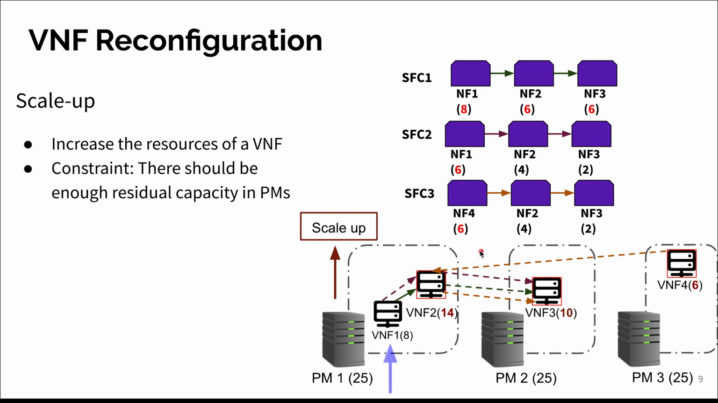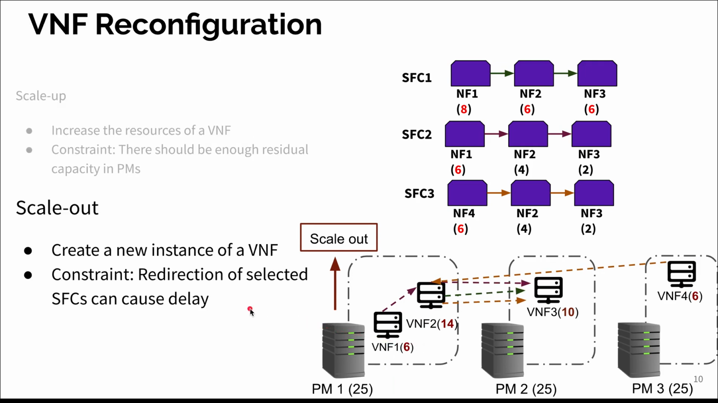However, in PM1, after VNF2 has scaled up, there is not enough resource quota left, so VNF1 cannot scale up here. In that case, we can opt for another solution called scaling out. Scaling out is the process of creating a new instance of an existing VNF. For example, here we have created a new instance of VNF1.